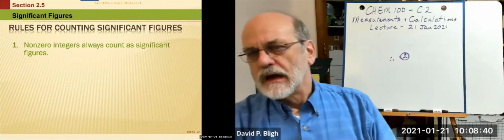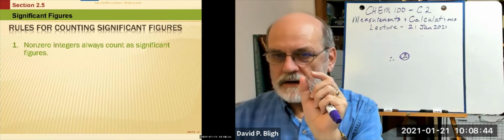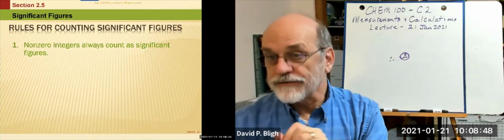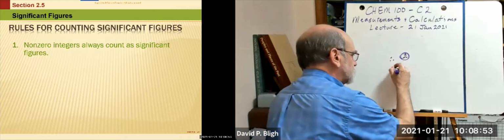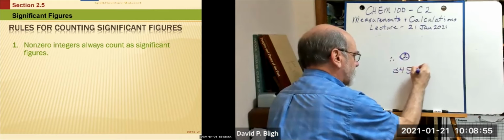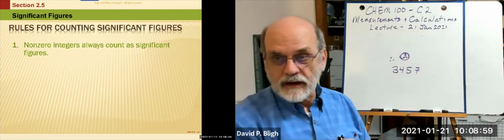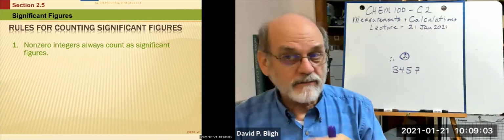So we have a name for the individual numbers that are in a measurement. They call them figures, right? So each one of these is a figure. So we have four figures in there. The question is, in scientific terms, how many of them are significant?